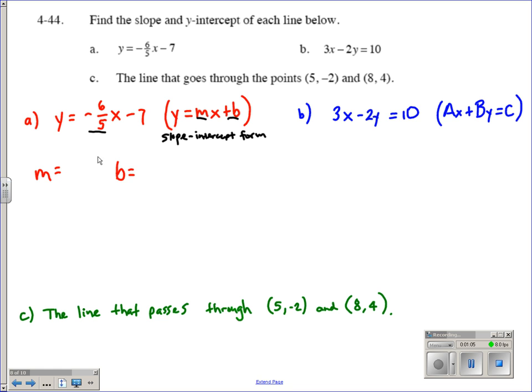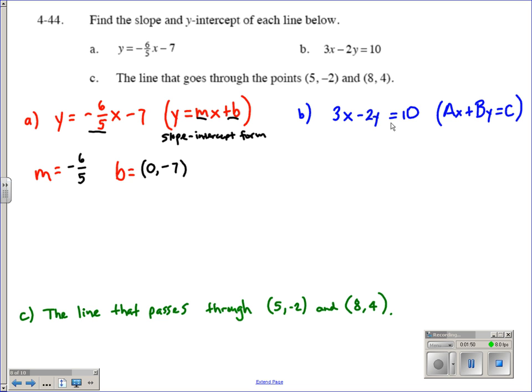So when we look at this, our value of m is negative 6/5, so that would be our slope, negative 6/5. You're going down 6, right 5, or you could say you're going left 5, up 6. Our y-intercept would be the value of b. Let's write it like it's a point, because that's what it is. If it's negative 7, that would be the point 0, negative 7. Slope, negative 6/5. Y-intercept, 0, negative 7. Great. Let's move on to b.